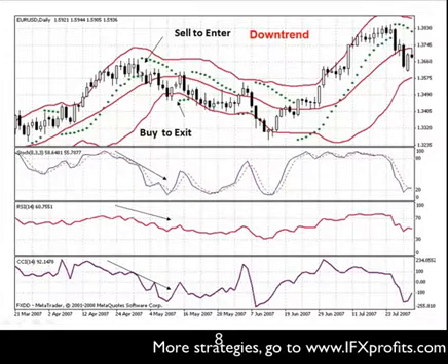Now, the next candle should be a black candle, so you can see the black candle. You want the parabolic to be above the price, so you can see it's above the price. So this is where you sell on the third candle. And this is where you exit at the lower Bollinger Band.